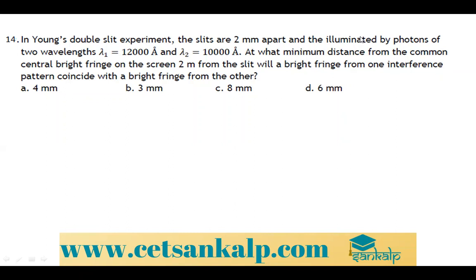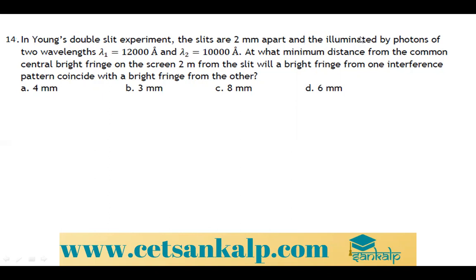In Young's double slit experiment, the slits are 2 mm apart and are illuminated by photons of two wavelengths lambda 1 and lambda 2. At what minimum distance from the common central bright fringe on the screen 2 meter from the slit will a bright fringe from one interference pattern coincide with a bright fringe from the other? So they say that they both are going to coincide.